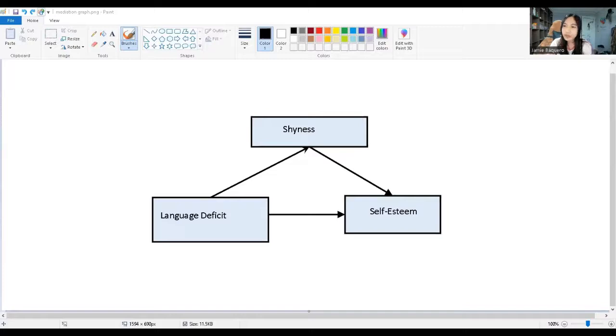So you can see we have here 3 variables and we're going to identify which one is which. So we have here language deficit, which is the IV, or we can call it the predictor. And we have self-esteem, which is identified as the DV, or the outcome. Self-esteem is a dependent variable or the outcome of the study. While shyness is at the middle, so it's the mediator.